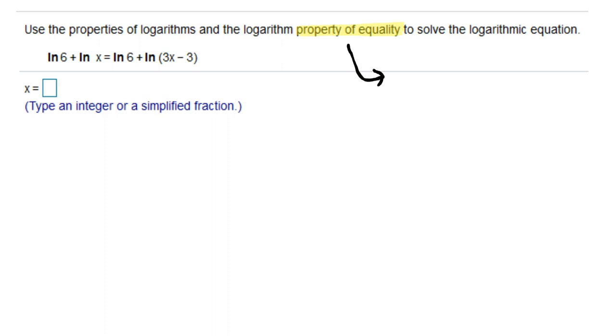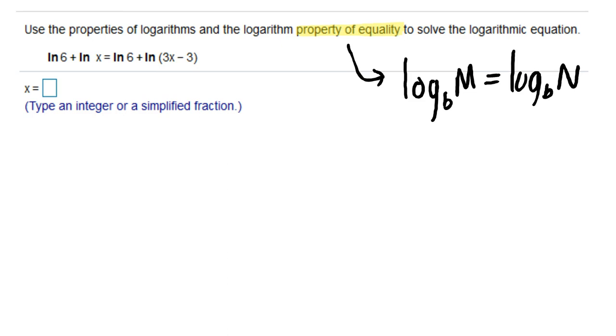The property of equality says this: if you have log base b of m equals log base b of n, so what you have to have on both sides of the equation is a log with the same base b. If you have that, what you can say is that what's inside the log on the left has to equal what's inside the log on the right. That's the only way that you could have this equal sign. So you're taking a log equation and simplifying it to something that doesn't have logs.